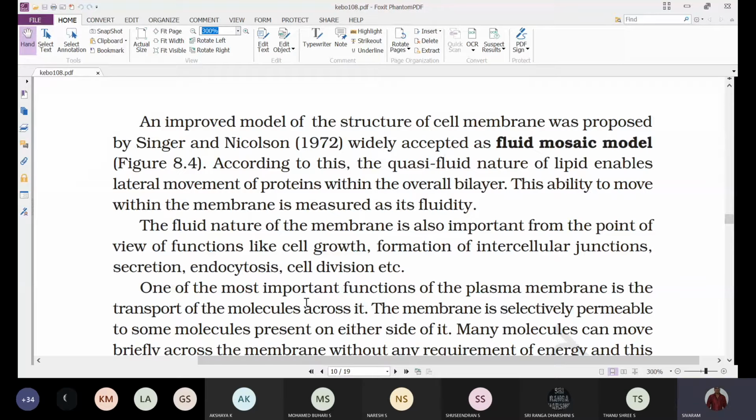Fluid mosaic model means the cell membrane is fluid like, and it is showing a mosaic like appearance. Mosaic means, for example, now in some houses we find mosaic flooring. They say mosaic flooring because the floor consists of different types of stones, colored, different patterns of stones placed on the floor in an irregular fashion. That's why we call it mosaic flooring.